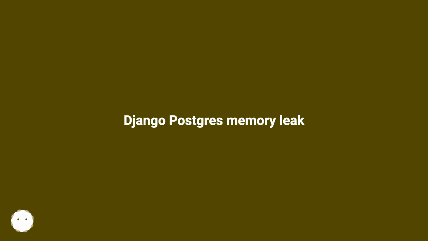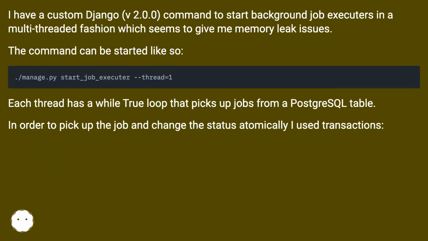Django Postgres memory leak. I have a custom Django, version 2.0.0, command to start background job executors in a multi-threaded fashion which seems to give me memory leak issues. The command can be started like so.